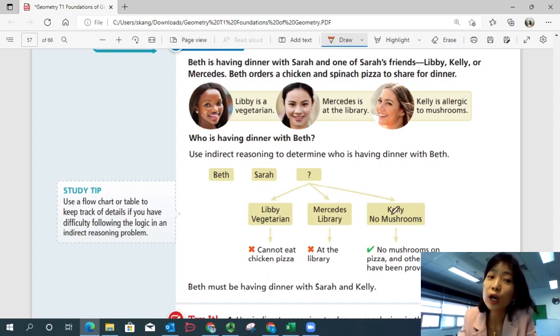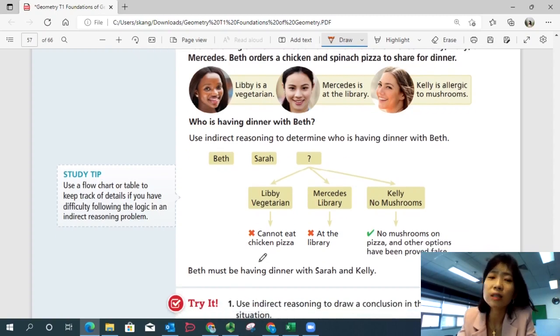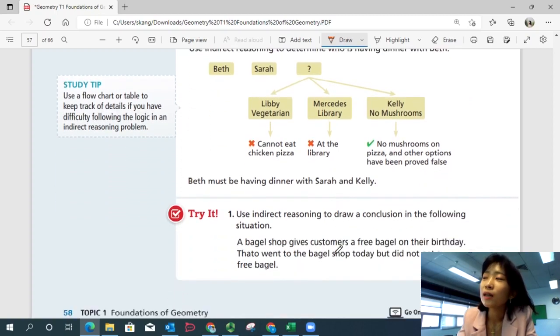So we still don't know for sure. Of course, there is a possibility that Libby could be there, or maybe Mercedes is running late. There could be other reasons why she ordered chicken and spinach pizza, but there is a limited amount of information we know. And using that information, we're using indirect reasoning to figure out some things, right? So this is called indirect reasoning. It's not as strong as direct reasoning, but it is still a reasoning skill. Let's look at try number 1.